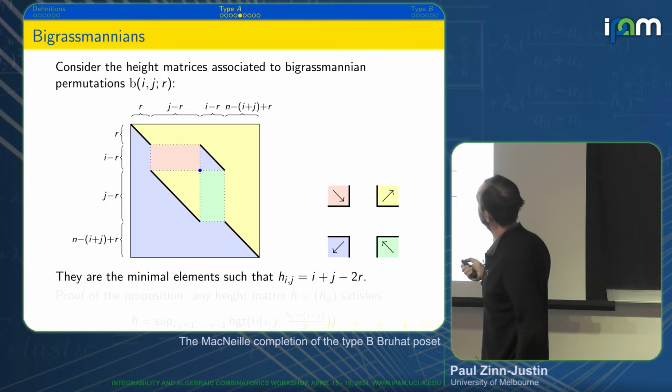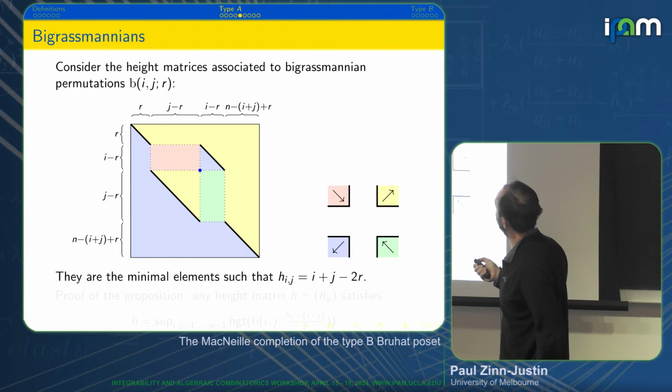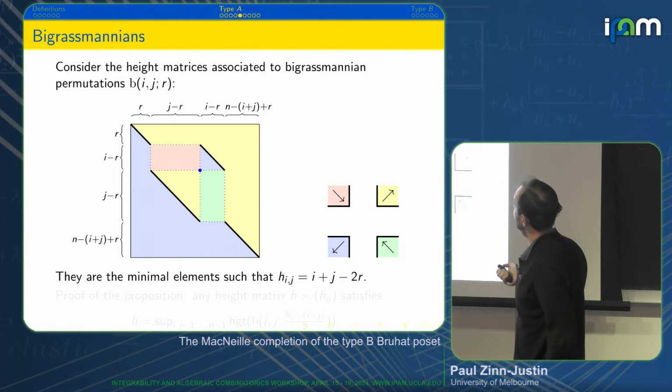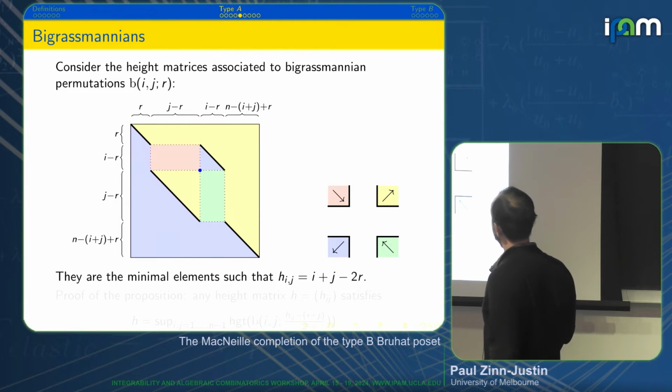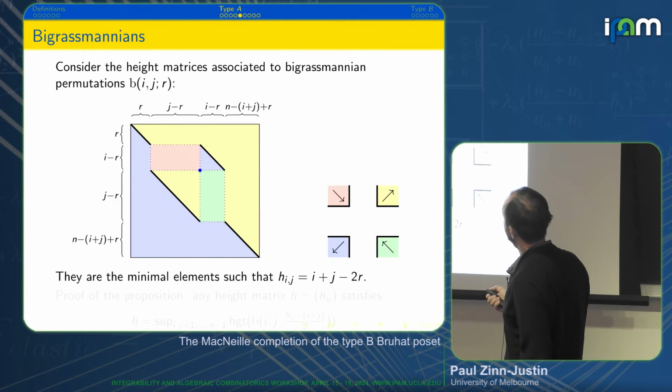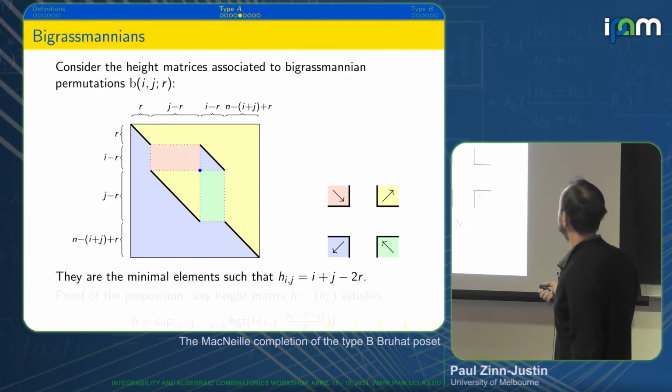Okay, so now comes the definition. Well, I haven't actually told you what the Grassmannian permutation is. So you fix 3 integers i, j, and r with some appropriate inequalities. So i and j are in between 0 and n, and r.